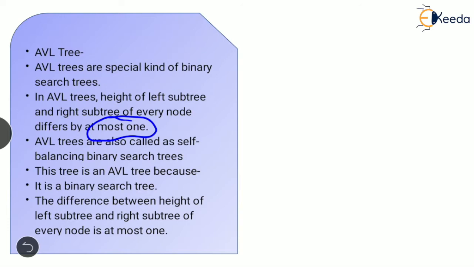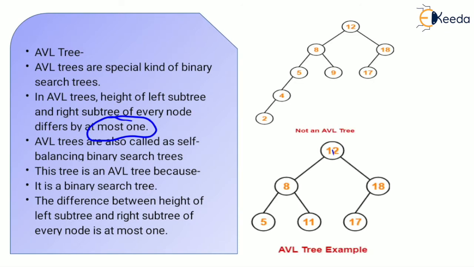AVL trees are also called self-balancing binary search trees. This tree is an AVL tree. Now why can we say that this particular tree is an AVL tree? Because first, it is a binary search tree. Next, the difference between the height of the left subtree and right subtree of every node is at most one. So there are two figures in front of you. The first represents that it is not an AVL tree, and the second figure represents that it is an AVL tree.